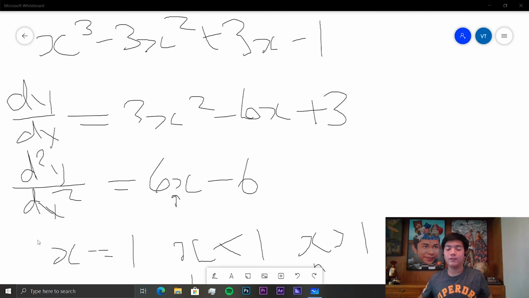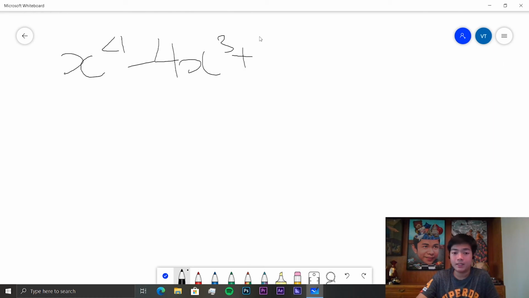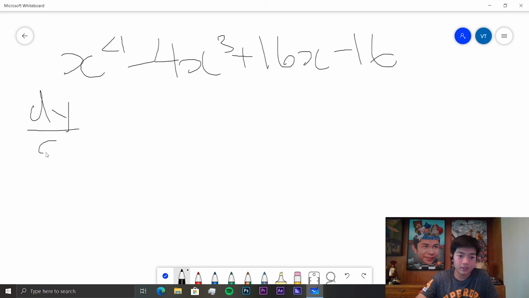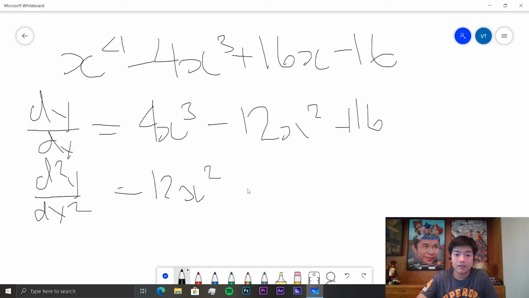Sorry about that. I was very confused because the book gave a different answer to what I put, and the book is wrong. There are questionably many problems with this book, but anyways, let's move on to the final question. And that's for x to the 4 minus 4x cubed plus 16x minus 16. Well, first of all, let's get the first derivative. It's equal to 4x cubed minus 12x squared plus 16. And then the second derivative will be equal to 12x squared minus 24x.